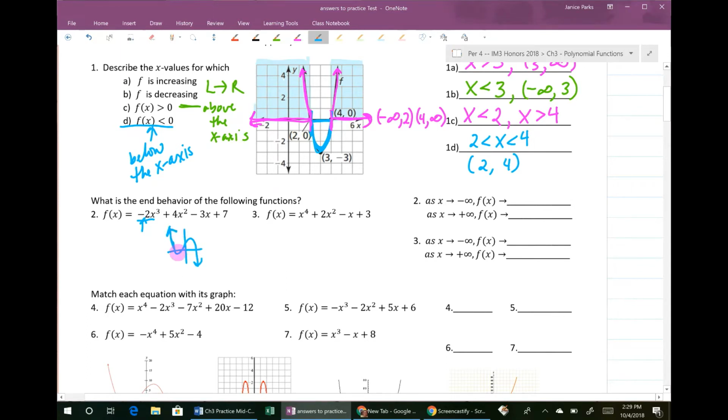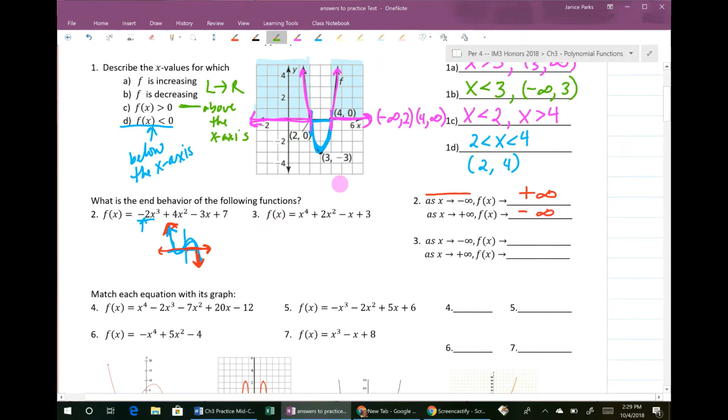Okay? And so for the end behavior, when it's asking you the question here, as x goes to negative infinity, which means as we go to the left, what's happening to the graph? And it's going to positive infinity. It's going up. So that would be plus infinity. As we're going to the right, or as x goes to positive infinity, this graph is moving downward. So that goes to negative infinity.